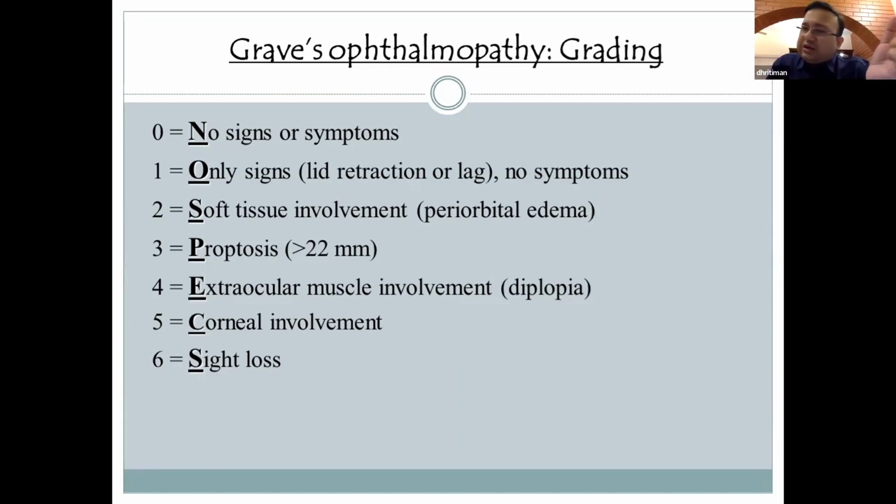So you must know the clinical activity score, and the EUGOGO classification, in which they have graded the amount of proptosis, the amount of lid retraction, then other factors like corneal involvement and optic nerve involvement. So you must know clinical activity score, EUGOGO classification, and the Burch-Wartofsky scoring for predicting which patients will develop thyroid storm. These three things are new in the ATA 2015. So these you should know.